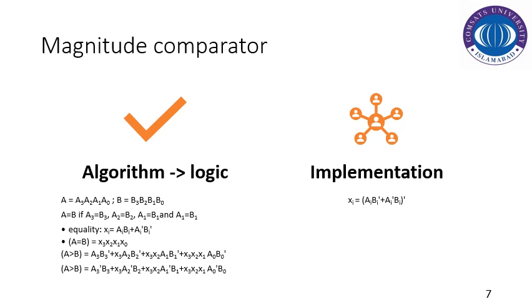So this is the expression that is used for A greater than B, and similarly for A less than B. Let me correct this. This is A less than B. For A less than B, we have this expression.